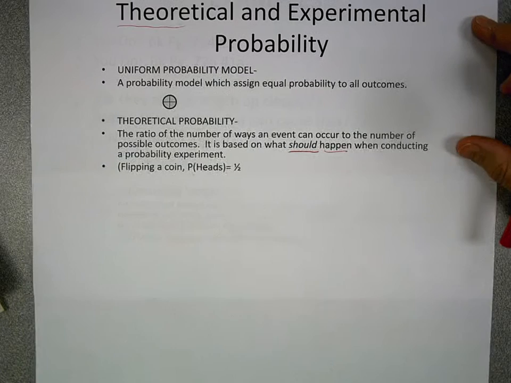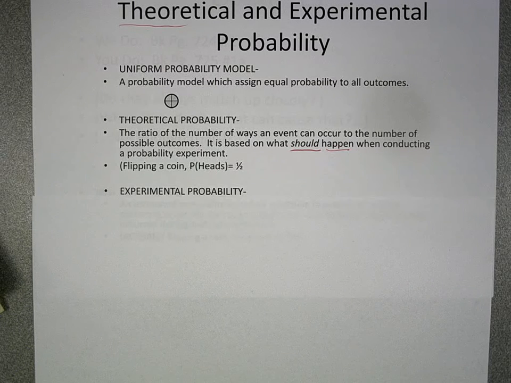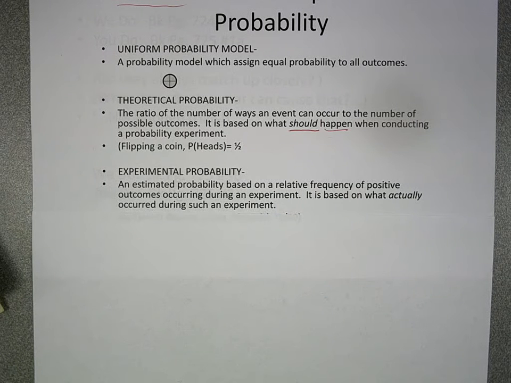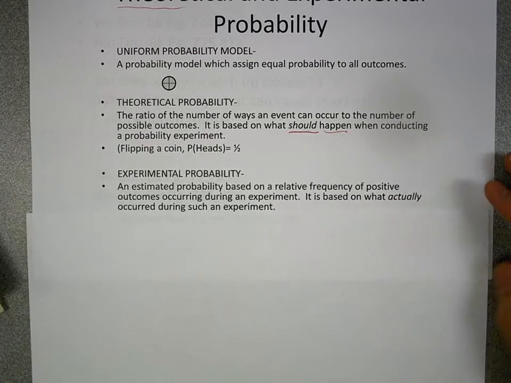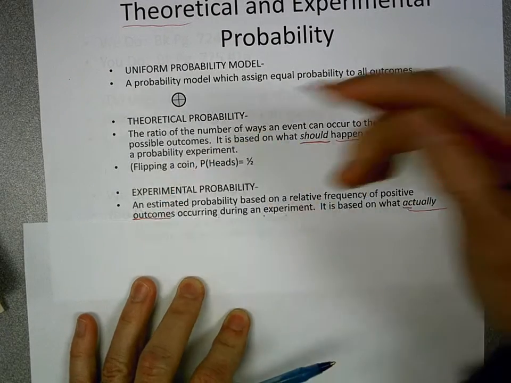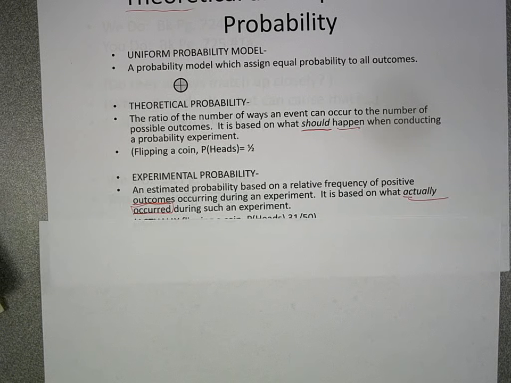50% chance. However, what we're really going to talk about that's new in this lesson is the experimental probability. Okay, let's try that one more time. Experimental probability. All right, and this is an estimated probability based on a relative frequency of positive outcomes occurring during an experiment. So you're doing an experiment. You could use tally marks for the frequency of what's happening. But this next part is what's important. It is based on what actually occurred during the experiment. Not what should occur, but what actually occurred.